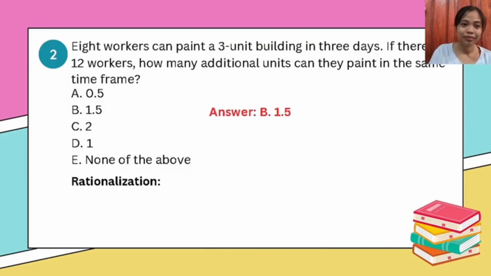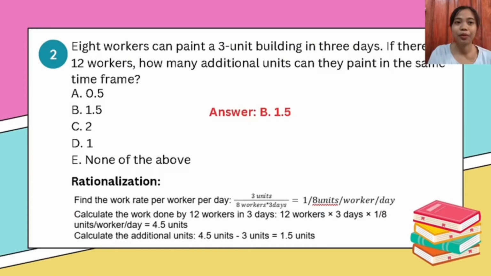Rationalization. Why is it 1.5? So first, we are going to find the unit per worker per day. We know that they can finish 3 units if they have 8 workers, and that is in 3 days. So we can put 3 units over 8 workers times 3 days. Meaning to say, there is 1/8 unit in every worker per day.